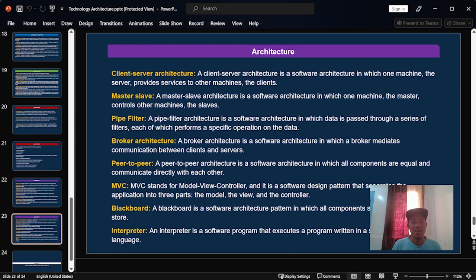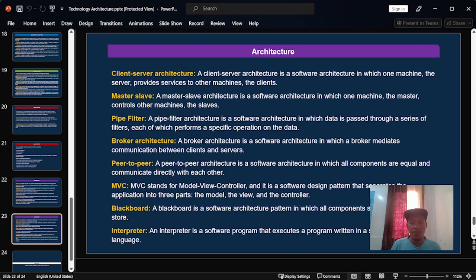So client-server architecture, server based. Master-slave architecture is a software architecture in which one machine, the master, controls other machines, the slaves. So para siyang yung pinaka-master, pinaka-king. So, pipe filter. So a pipe filter architecture is a software architecture in which data is passed through a series of filters, which perform a specific operation on the data. So parang pinifilter niya yung kailangan. So parang pagsunod-sunod.